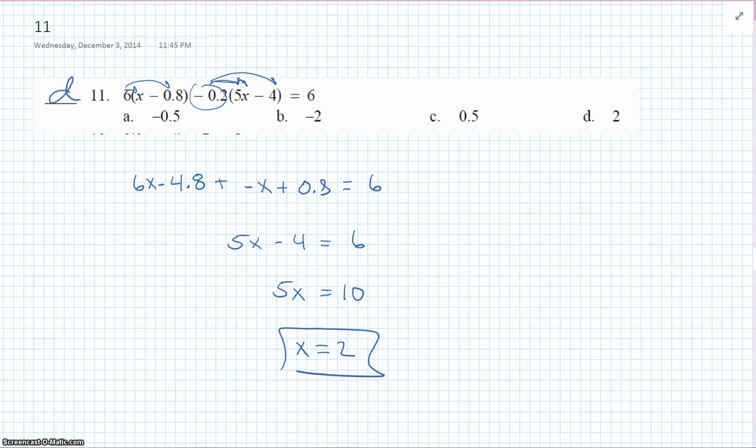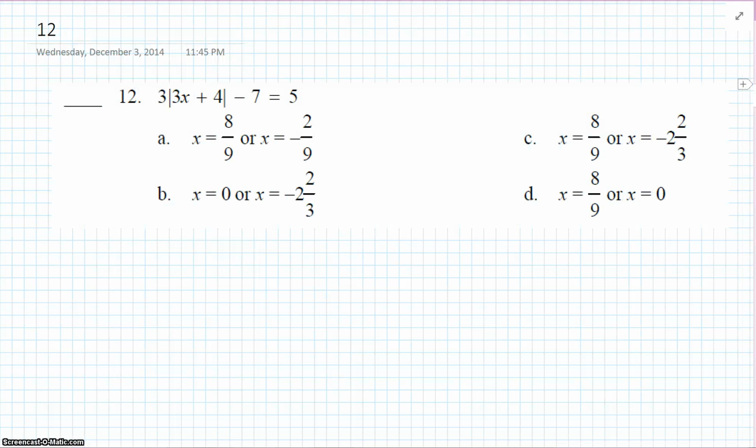All right. Rolling now. Number 12. 3 times the absolute value of 3x plus 4 minus 7 equals 5. Well, we've got to isolate the absolute value sign first. So I've got 3 absolute value of 3x plus 4 minus 7 equals 5.